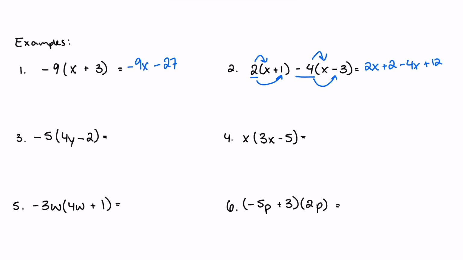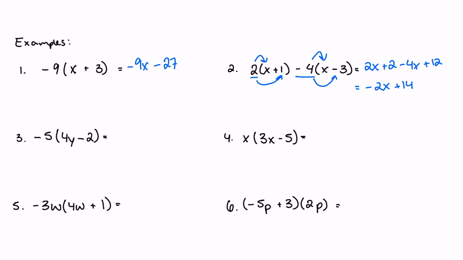Now we can gather like terms. So 2x and negative 4x are like terms. So 2 minus 4 is going to be negative 2x. And positive 2 and positive 12 are both constants, so they are also like terms. So 2 plus 12 is going to be positive 14. So our answer is negative 2x plus 14.